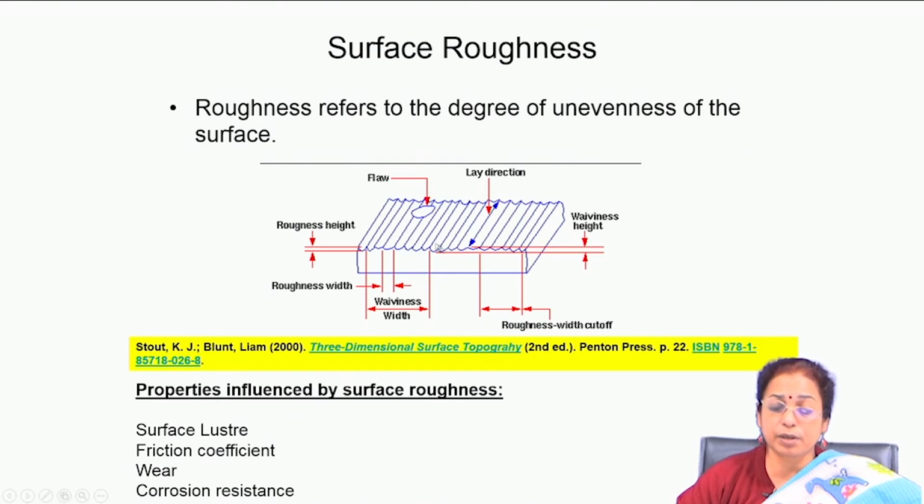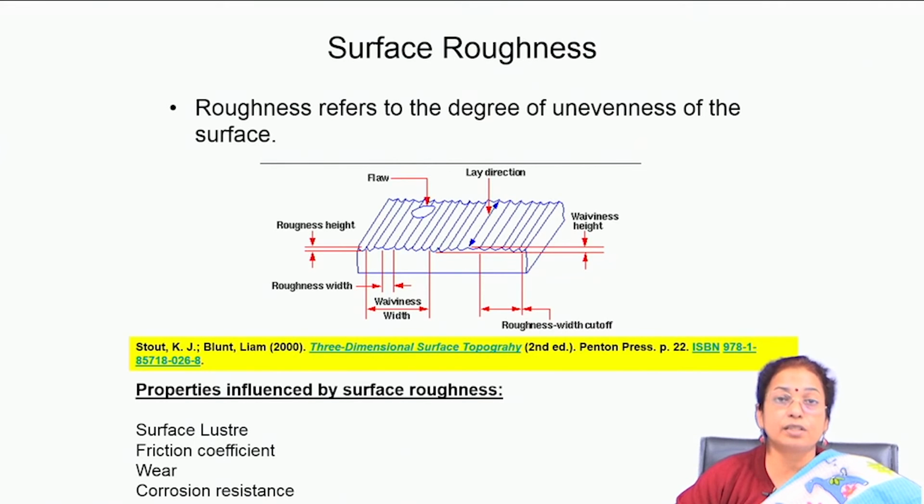The unevenness may be categorized into different terms based on the scale at which you are observing, like surface roughness, surface waviness, lay, surface width cutoff, waviness height. So, these are the different terms which are actually employed to define the surface roughness.